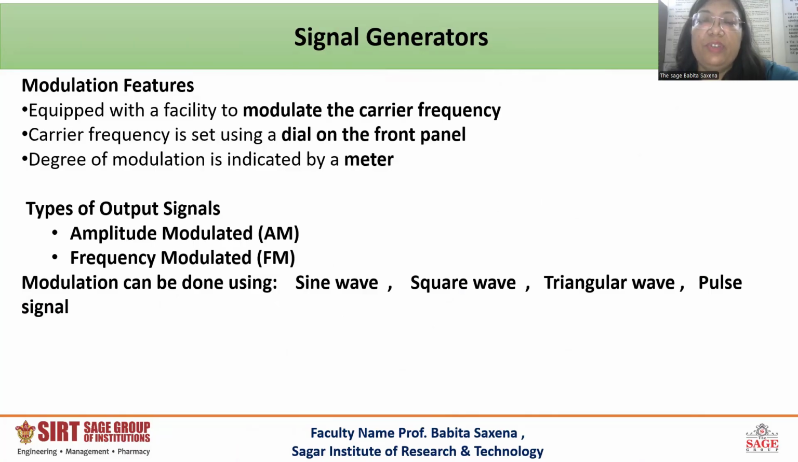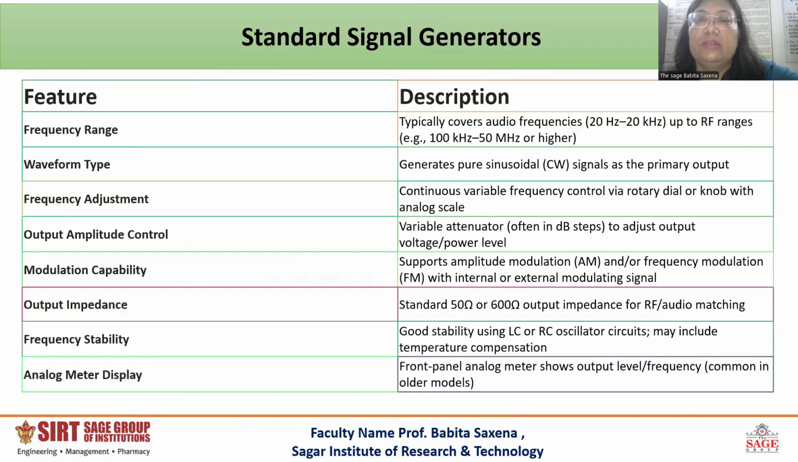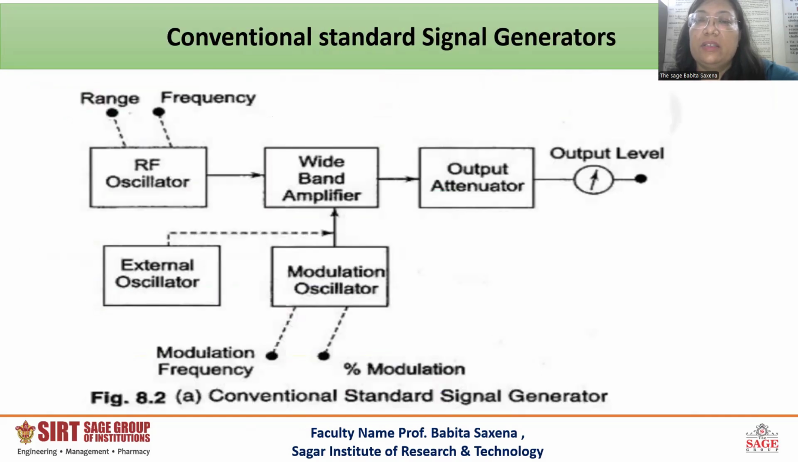The important feature in the signal generator is the amplitude modulation and the frequency modulation. This is the basic feature in every standard signal generator. These are the other features, and this is the basic block diagram of the standard signal generator. RF oscillator, wideband amplifier, output attenuator, external oscillator and the modulation oscillator. These are the components.